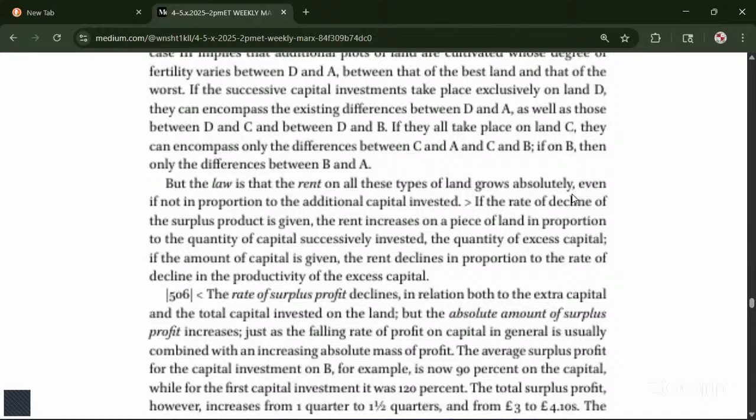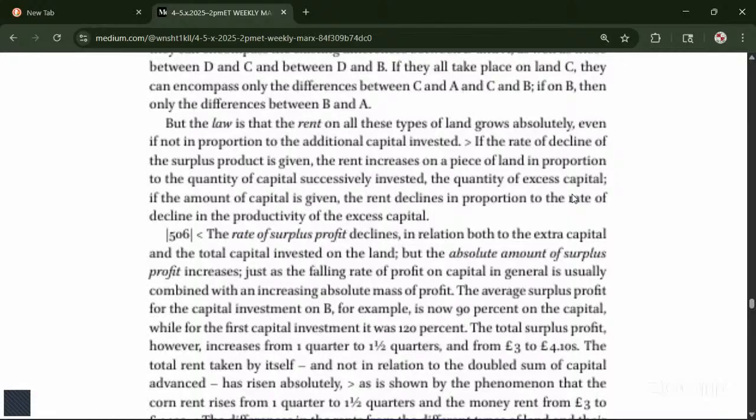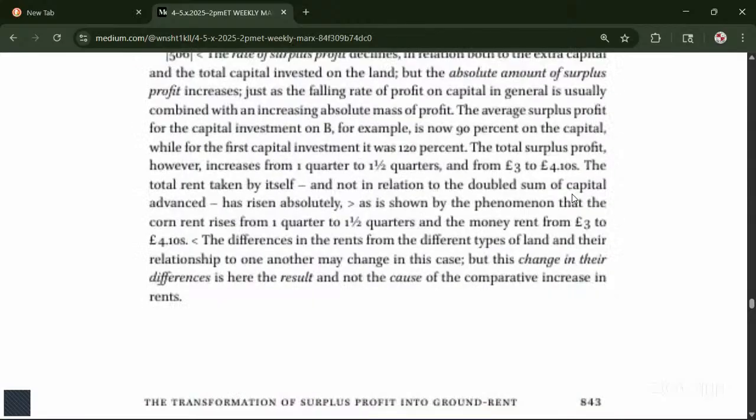The average surplus profit for the capital investment on B, for example, is now 90% on the capital, while for the first capital investment, it was 120%. The total surplus profit, however, increases from 1/4 to 1.5 quarters, and from 3 pounds to 4 pounds 10 shillings. The total rent taken by itself, and not in relation to the doubled sum of capital advanced, has risen absolutely, as is shown by the phenomenon that the corn rent rises from 1/4 to 1.5 quarters, and the money rent from 3 pounds to 4 pounds 10 shillings.